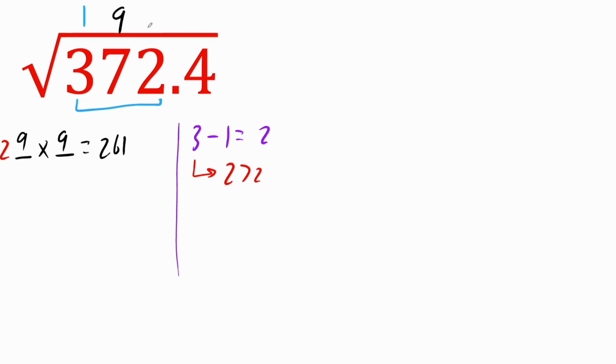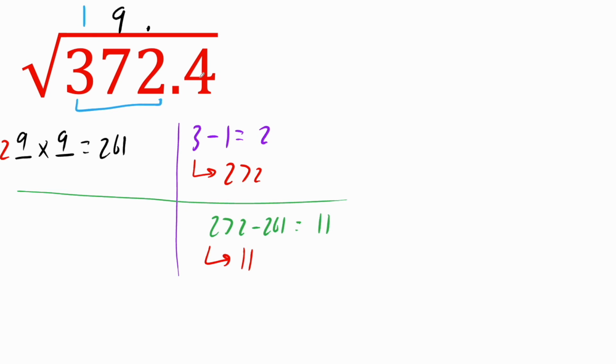Now, I know I need to put a dot right here because let's think about this. 20 times 20 is 400. And so I know it's not going to be 190 something because 190 something is going to be a huge number. It's going to be way bigger than 372. So that's why I know to put my dot right here. And so now let's continue. We have 272 minus 261, and we're going to get 11. And so now we're going to add the next 2 digits. So 11, and now we can add 4 and no other numbers, so put 0.